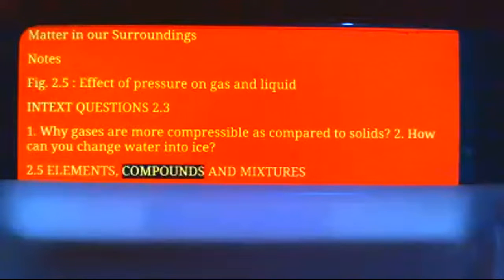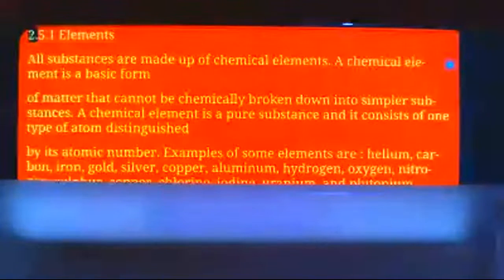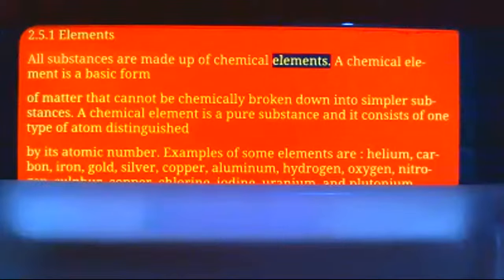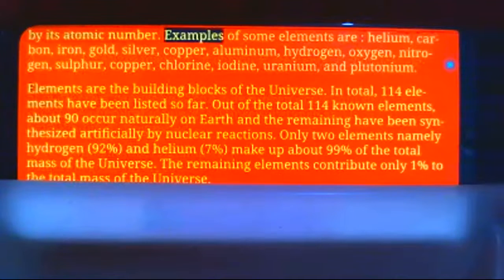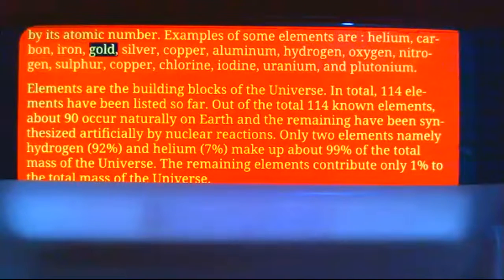2.5 Elements, compounds and mixtures. 2.5.1 Elements. All substances are made up of chemical elements. A chemical element is a basic form of matter that cannot be chemically broken down into simpler substances. A chemical element is a pure substance and it consists of one type of atom distinguished by its atomic number. Example elements are helium, carbon, iron, gold, silver, copper, aluminum, hydrogen, oxygen, nitrogen, sulfur, chlorine, iodine, uranium, and plutonium.